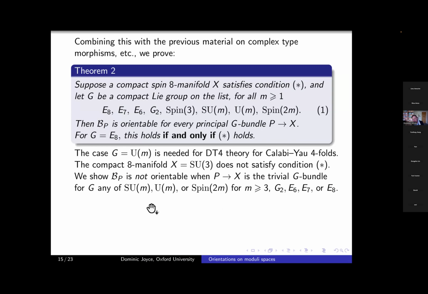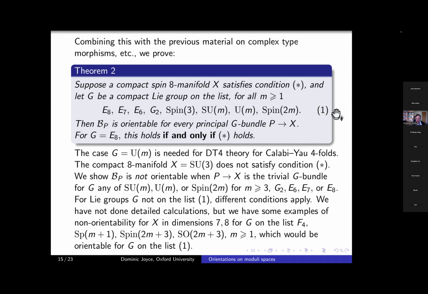In fact, you can start with SU3, and there's a sort of obvious principal SU3 bundle on SU3 cross S1. That's the thing which breaks orientability for BP, and then because SU3 is non-orientable, you can use complex type morphisms to deduce all of the other groups here give you non-orientable problems. Okay, so this contradicts the theorem which was wrong in Cao-Gross-Joyce.